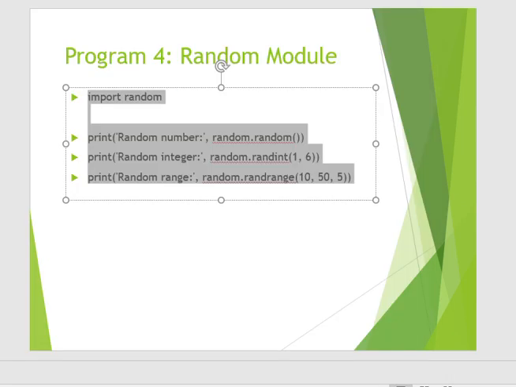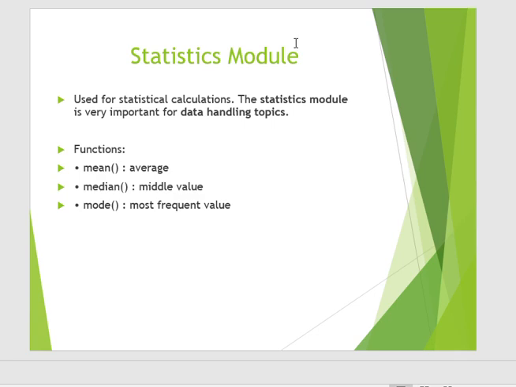Now the next one is statistics module. It is used for statistical calculation. Statistics module is very important for data handling. Now it consists of mean, median and mode. Mean is to find out the average value. Median is the middle value, and mode is the most frequent value.